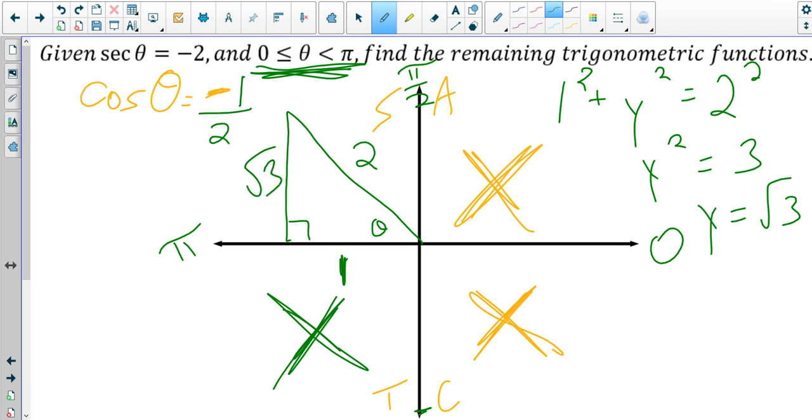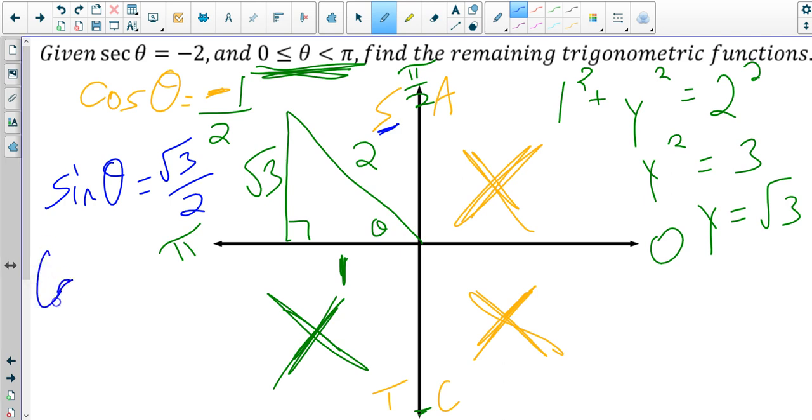So now we are ready to write down the sine of theta. Sine is equal to opposite over hypotenuse, so we'd end up with the square root of 3 over 2. Remembering here that the sine is positive. Cosine we have already found. Tangent of theta is opposite over adjacent, so that's just the square root of 3. We don't have to write that as a fraction since it's over 1. Remember that it's negative, so we put a little negative sign there.